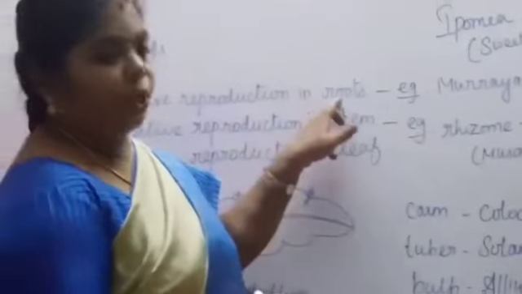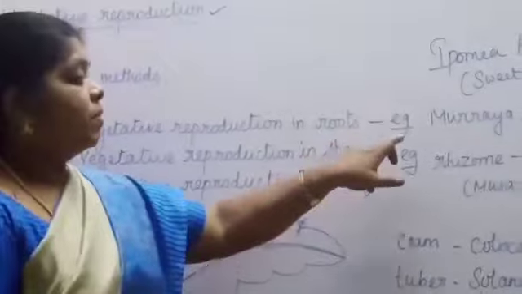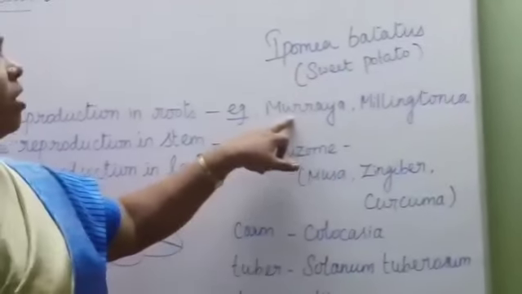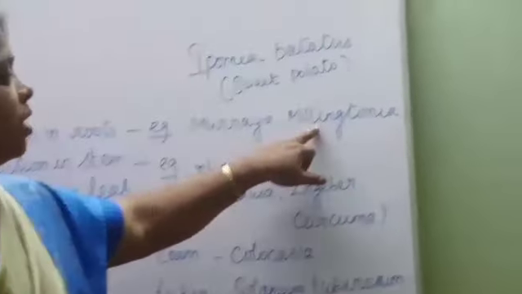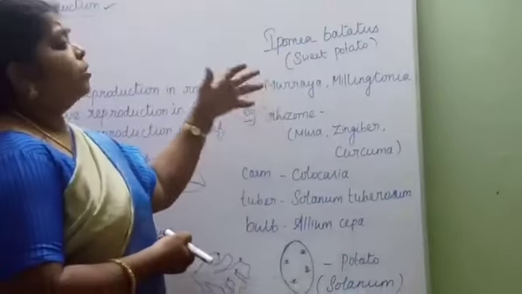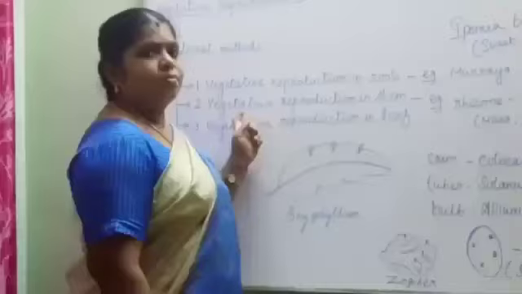Vegetative reproduction in roots. The roots of some plants develop vegetative or adventitious buds on them. Example, Murraya and Millingtonia. Murraya, curry leaves; Millingtonia, tree jasmine. Some tuberous roots also store food. Example, Ipomoea batatas, sweet potato.